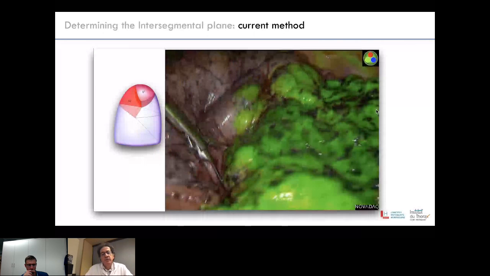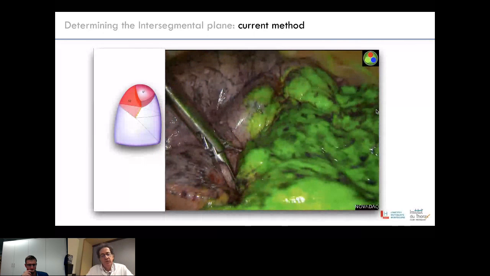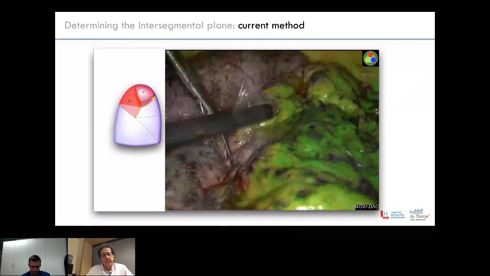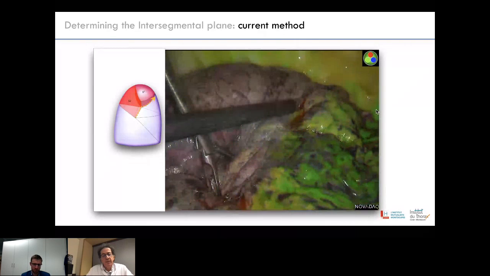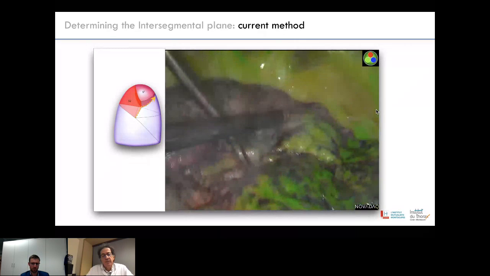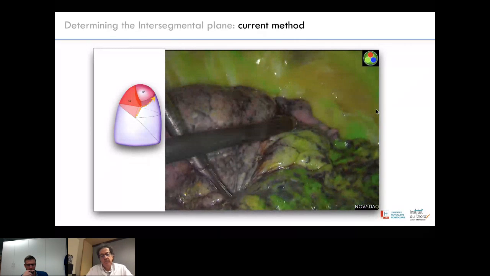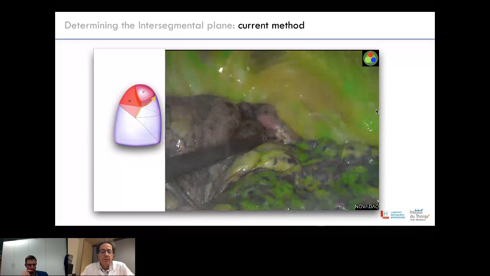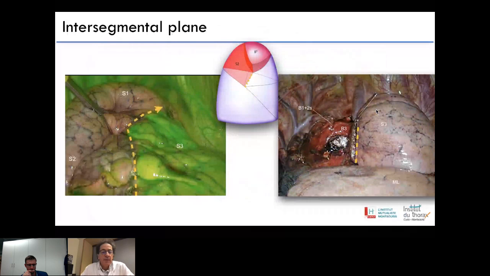So this is how we did before. And this is how we do now with the infrared imaging system using indocyanine green. Frankly speaking, it has changed our life. Here the picture maybe doesn't seem very good, but I can show it to you on another example.